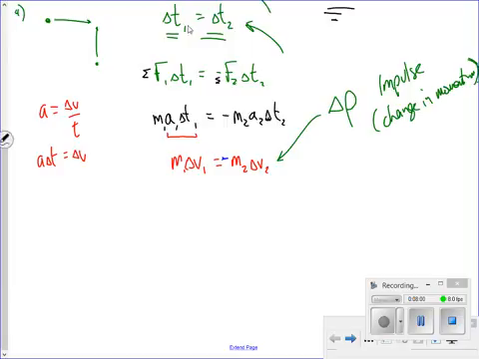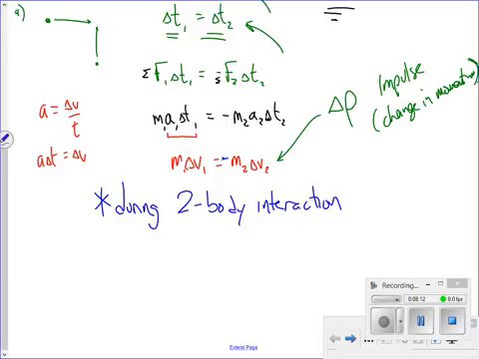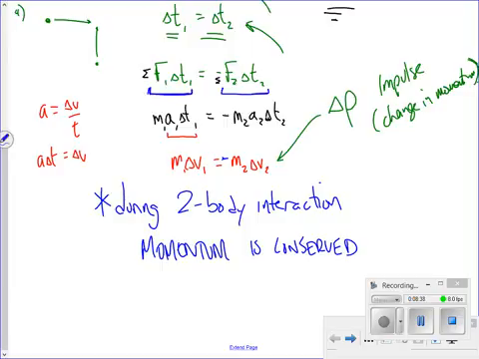All right? And so if these impulses are equal and opposite, I'll say that during a two-body interaction, momentum is conserved. Please notice, there has been no mention whatsoever about energy or kinetic energy, because that cannot be related directly to the product of force and time. That would be more about the product of force and distance. But anyway, during two-body interactions, momentum is conserved.